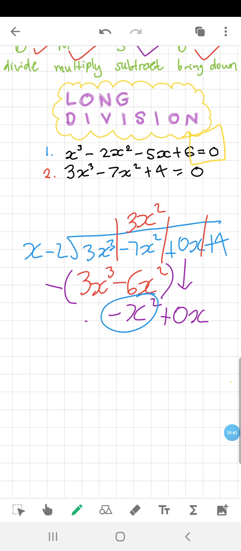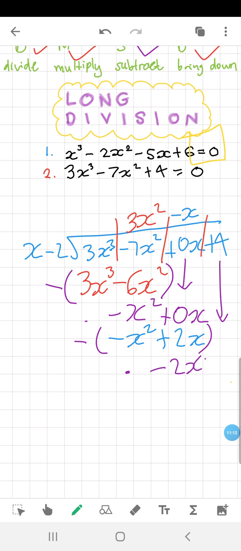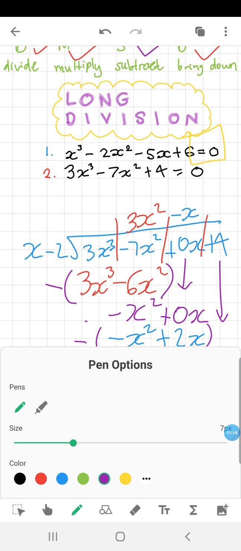So minus x squared divided by x will simply be minus x. Minus x times x is minus x squared. Minus x times minus 2 is going to be plus 2x. Then we're going to subtract the whole thing. Minus x squared minus x squared is 0. 0x minus 2x is just going to be minus 2x. Bring down the 4 and repeat the process again.